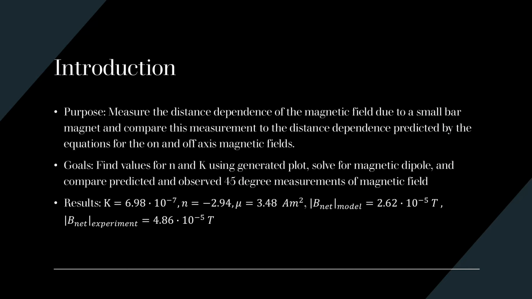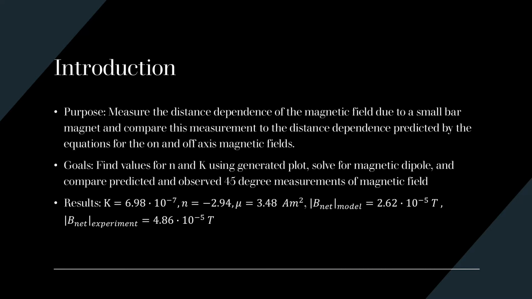The purpose of this experiment was to measure the distance dependence of a magnetic field due to a small bar magnet and compare this measurement to the distance dependence predicted by the equations for on- and off-axis magnetic fields. My goals were to find the N and K values using the generated plots, solve for the magnetic dipole, and compare the predicted and observed 45-degree measurements for magnetic field.